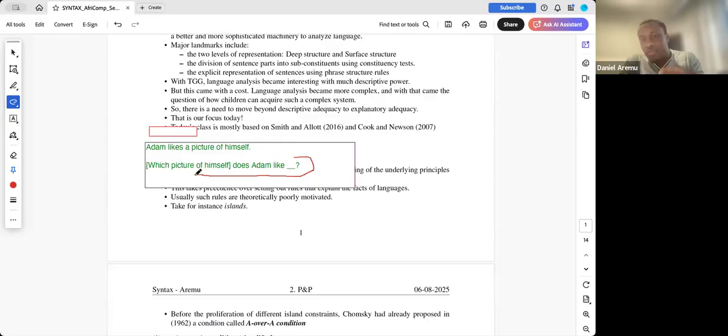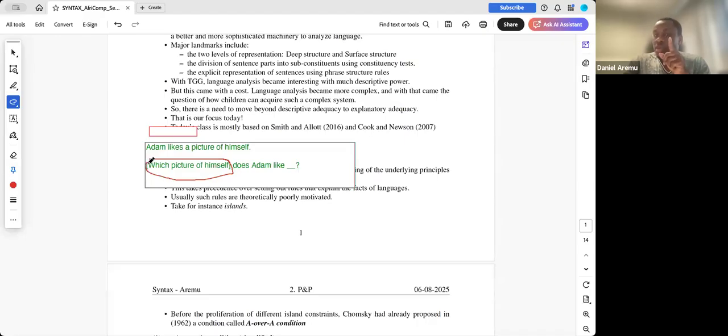Now, what LF does is that even though we have a case where which picture of himself is in the sentence initial position, in order to get the right interpretation where himself will refer back to Adam, we would have to assume what is called in syntax reconstruction. So which picture of himself has to reconstruct back, it has to go back to this position. It has to return back at LF. You can see that in the surface structure, it is in the sentence initial position.